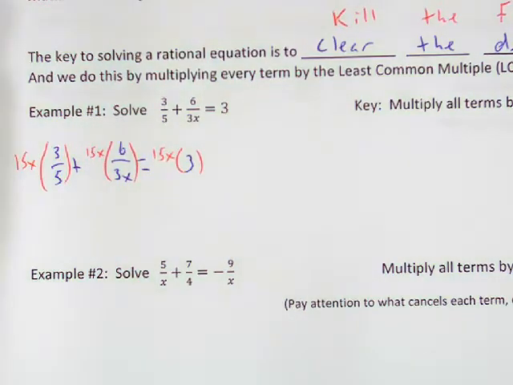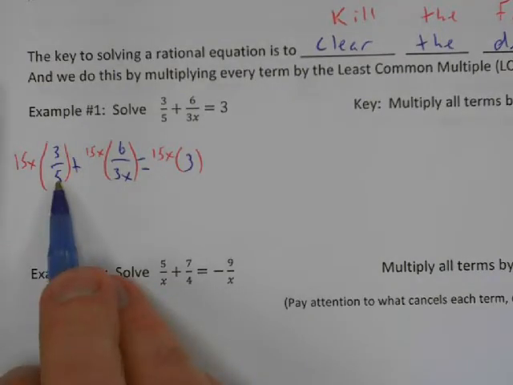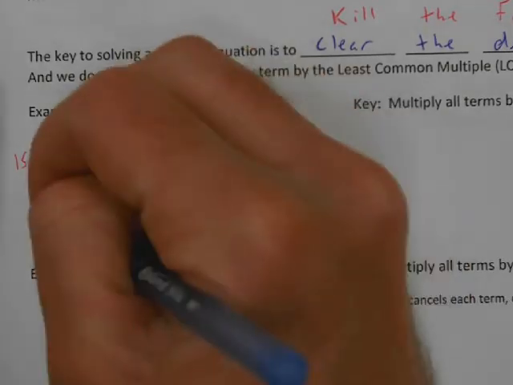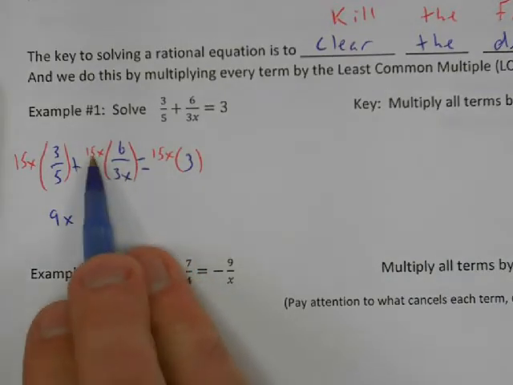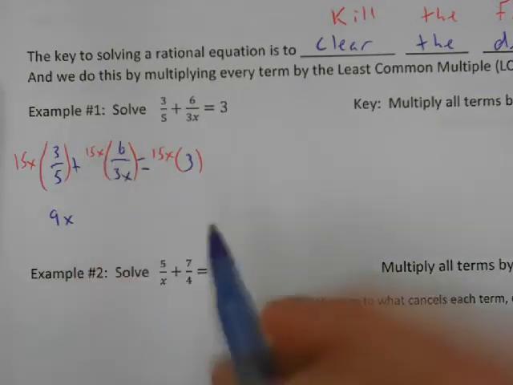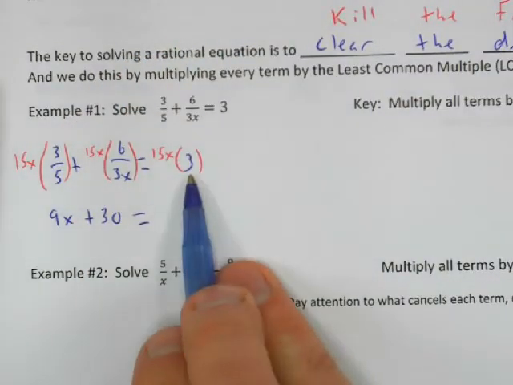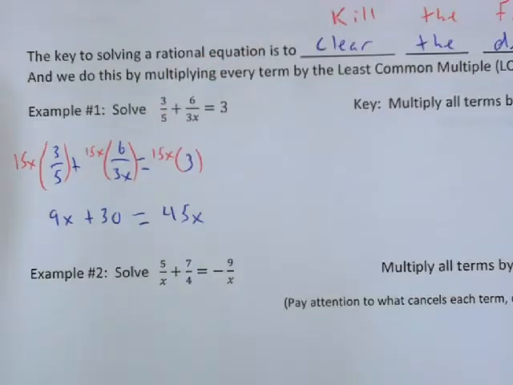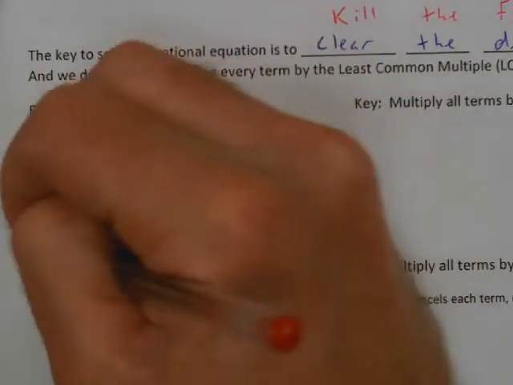All right, so when we multiply by 15x, what are we left with? Well, here, the 5 and the 15 reduce to give me a 3, and then 3 times x times 3 gives me 9x. So now I just have 9x instead of a fraction. Here, the x's reduce, and the 3 and the 15 reduce to give me a 5. 5 times 6 gives me 30, so plus 30. Equals, and here there's nothing to reduce, it's just 15x times 3, which gives me 45x. So after one step of multiplying by something, now we have an equation with no fractions. This is going to be easier to solve. Let's start by subtracting 9x from both sides.